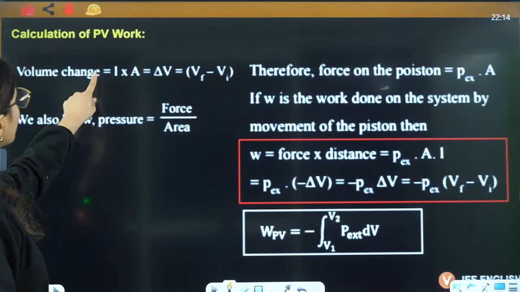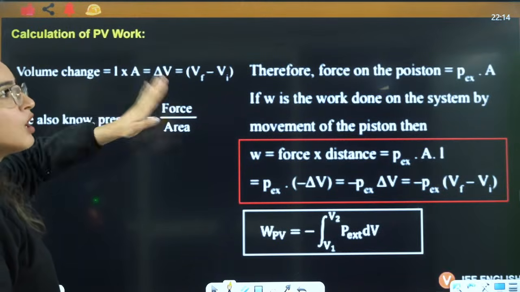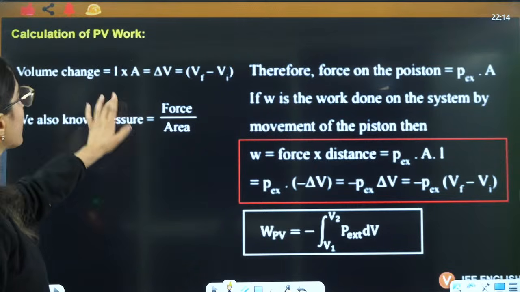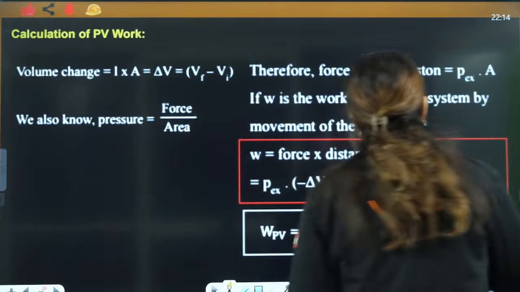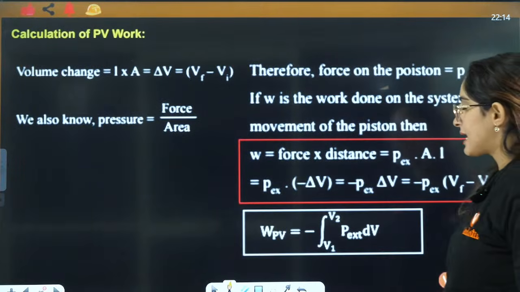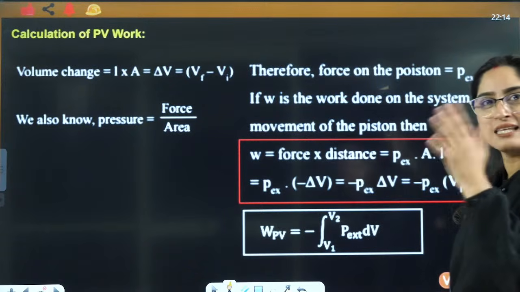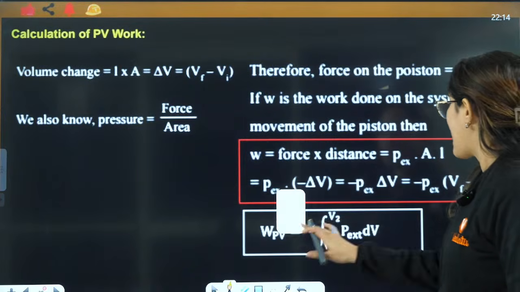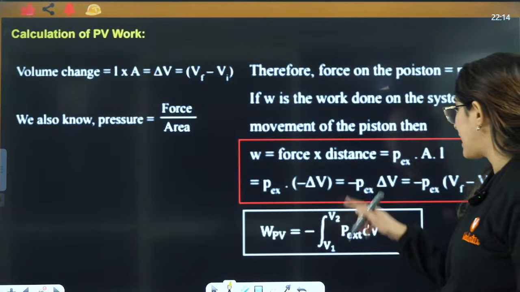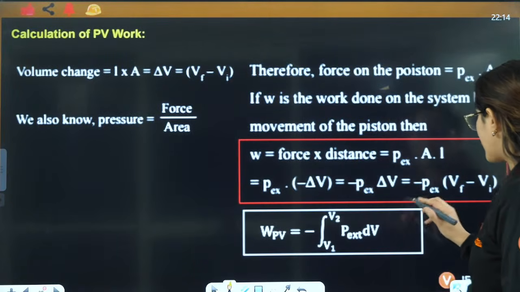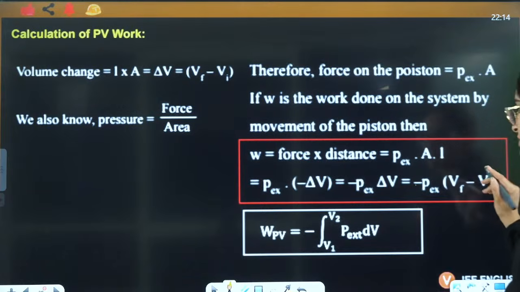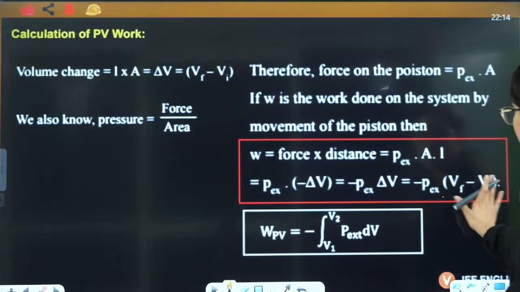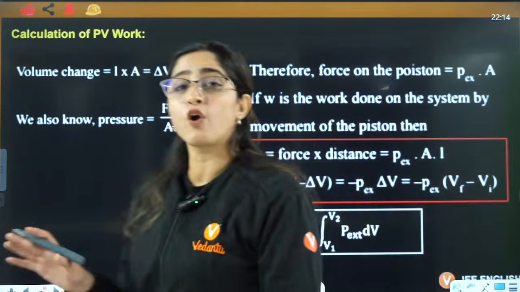If you see this, volume change is nothing but, volume is what? Volume is also length into area, and volume change is delta V, right? So you can say length into area, you can write this as delta V here, right? Now because it is decreasing here, you can write minus delta V here, right? And because it is done on the system, this is minus P external delta V, minus P external V final minus V initial. That is going to be the work here. So that is the overall work formula.